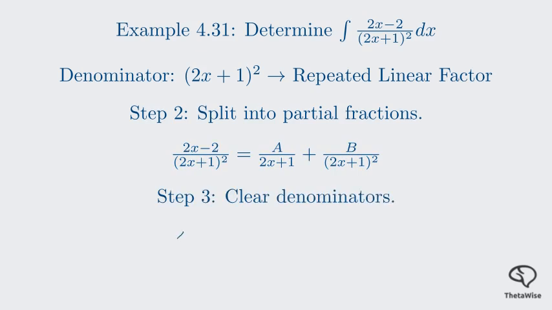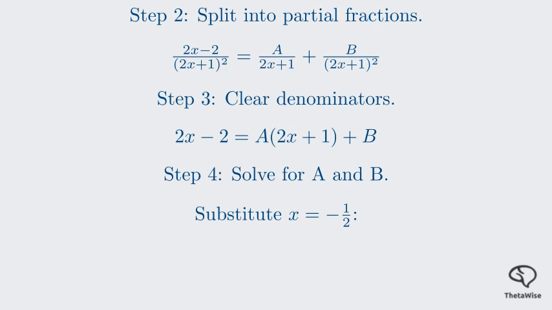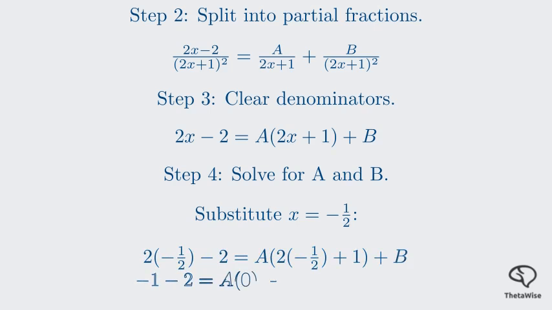Step 3. Clear the denominators. We multiply both sides by 2x plus 1 squared. On the left, it cancels. On the right, the first term becomes A times 2x plus 1, and the second term is just B. Step 4. Solve for the constants. There's only one value of x that will make a term 0: x equals negative 1/2. Substituting this gives us negative 1 minus 2 on the left and A times 0 plus B on the right. So B equals negative 3.